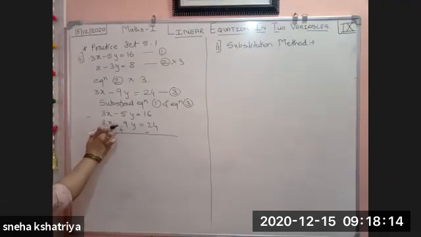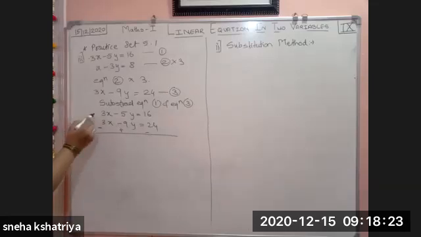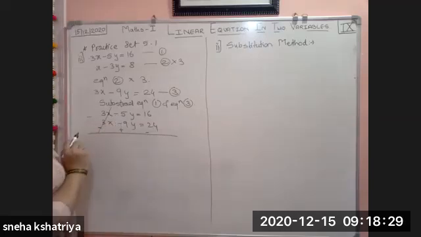This sign you don't have to consider now. The upper sign you are not going to consider, only the below signs you are going to consider. Okay, so here is plus, here is minus, it will become cancel. Now here minus 5 plus 9.